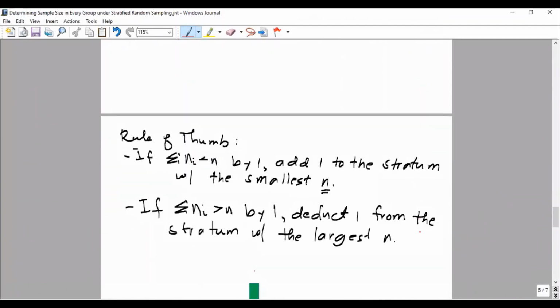So as a rule of thumb, if the summation of n sub i is less than n by 1, then add 1 to the stratum with the smallest n. But if the summation of n sub i is greater than n by 1, deduct 1 from the stratum with the largest n. Okay?